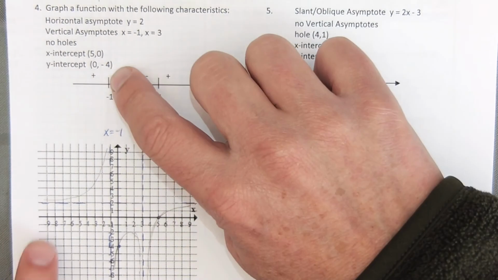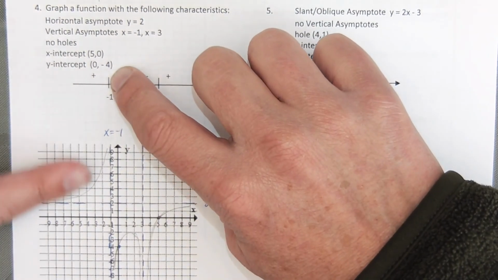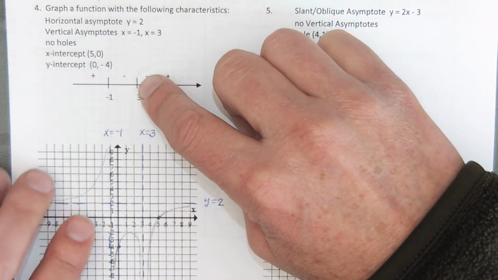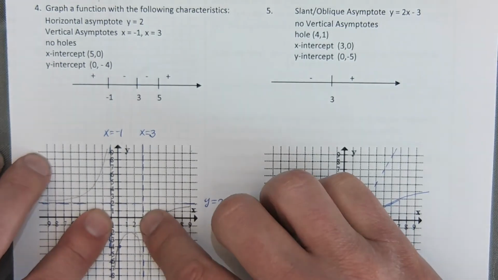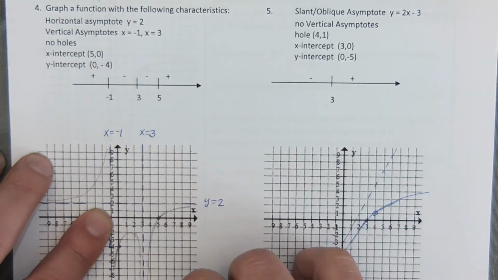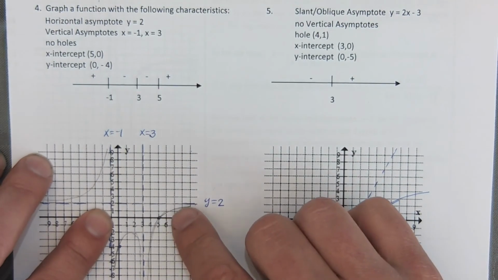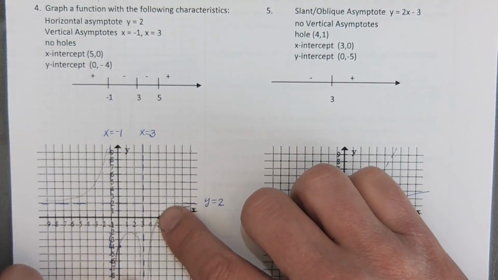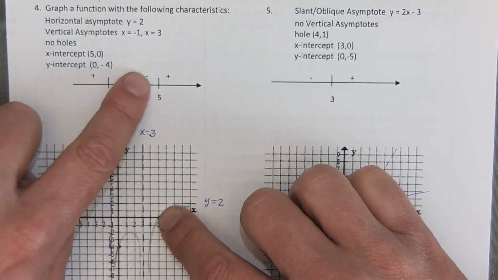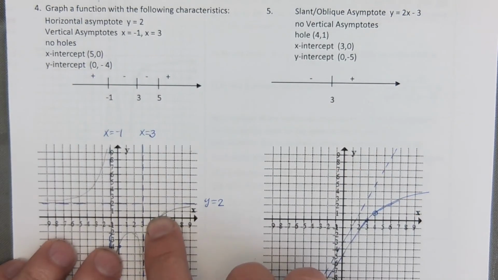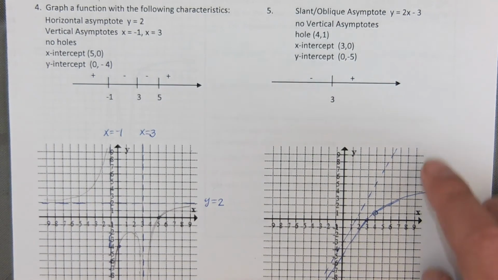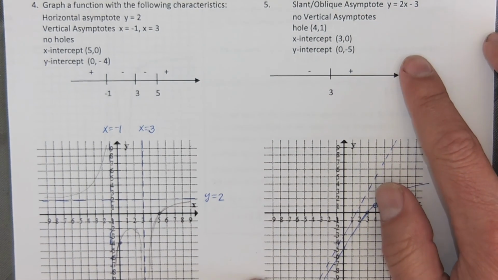It starts before negative 1. That's here. We're positive. We're above the x-axis. Between negative 1 and 3, here's negative 1 and 3, we're negative. We're below the x-axis. From 3 to 5, so here's 5, here's 3, we're negative. We're below the x-axis. And then after 5, we're positive. We're above the x-axis.